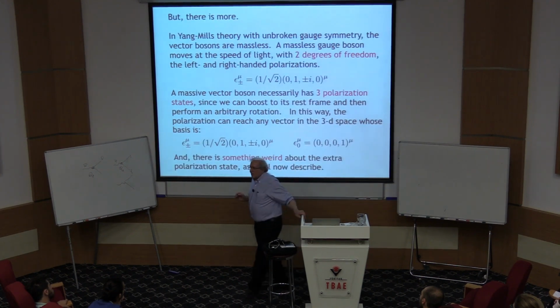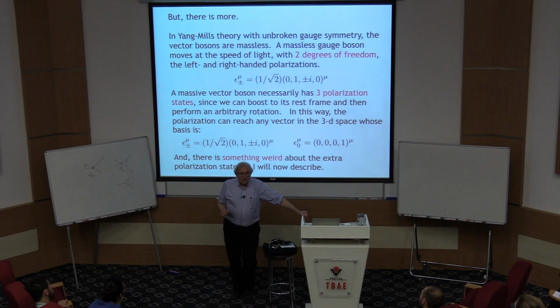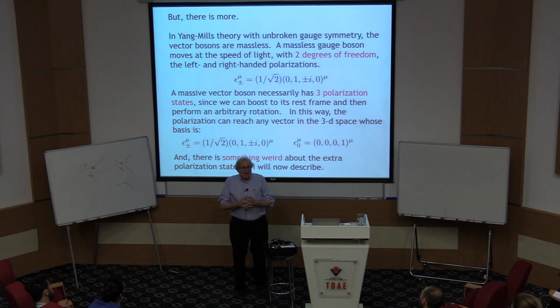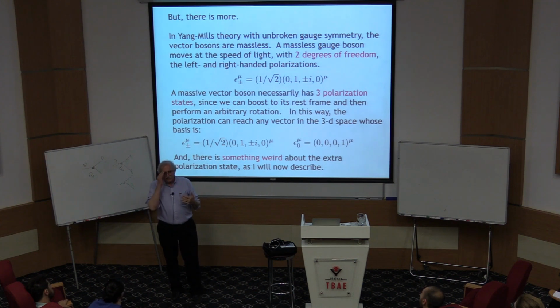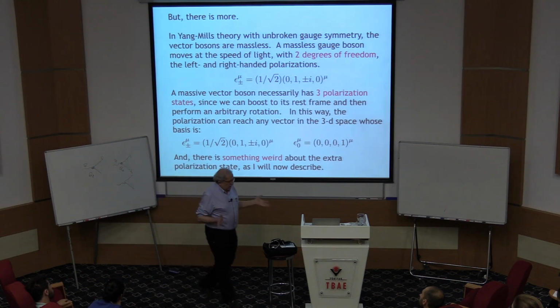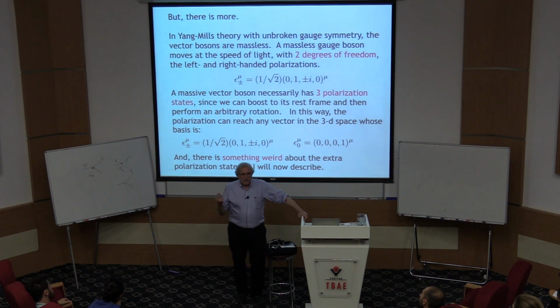But there's another piece of this story, which is actually more interesting. It's even a little stranger. And that has to do with the physics of the massive vector boson. A massive vector boson is really different from a massless vector boson. And you can see that already in the degree of freedom counting. The photon is a massless vector boson.